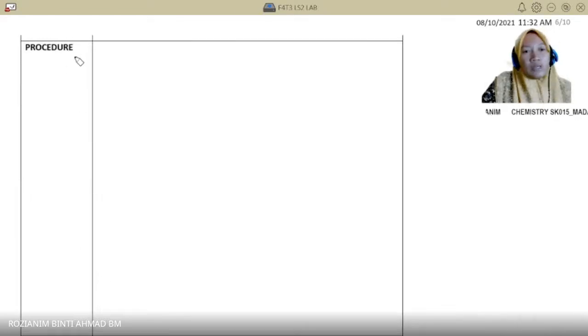Okay. According to the procedure, when I check a jotter, sums of one of the jotter ke two of the jotter, I check. Okay. So tak perlu guna template ini untuk buat jotter. Buat jotter hanya guna kertas kosong sahaja. Bila nak guna template ini? Bila kita nak buat writing report. So in writing report, procedure must be write in the passive sentence.